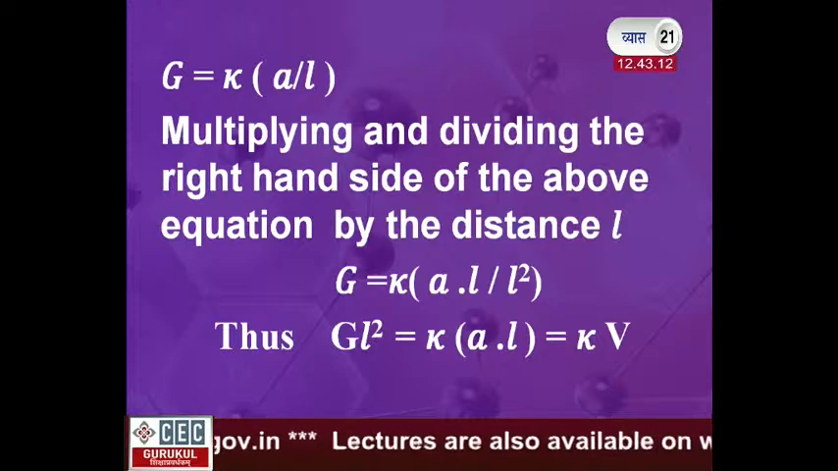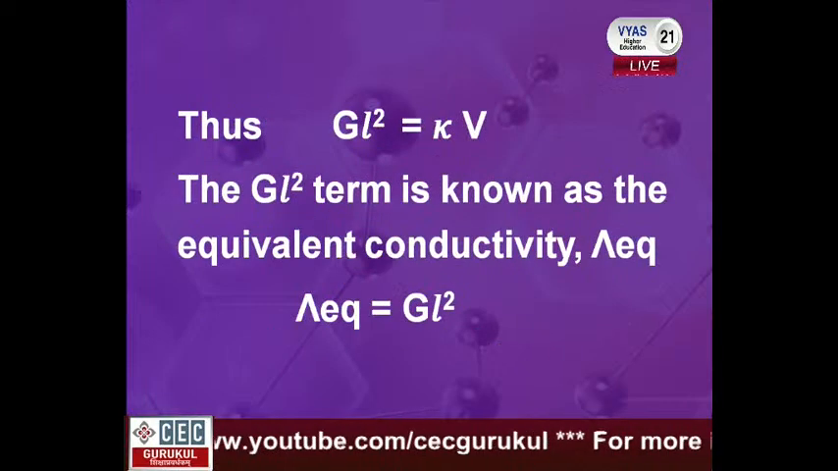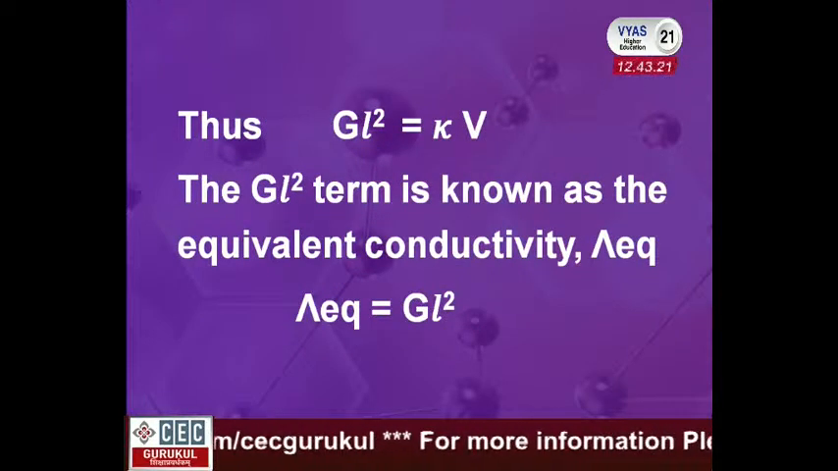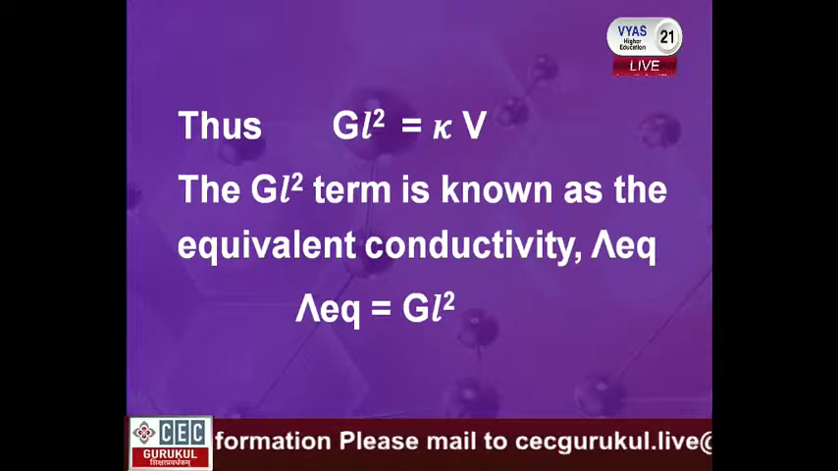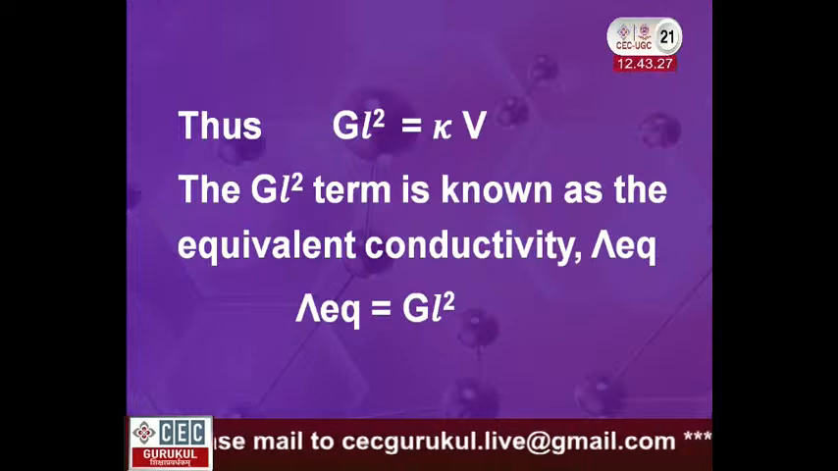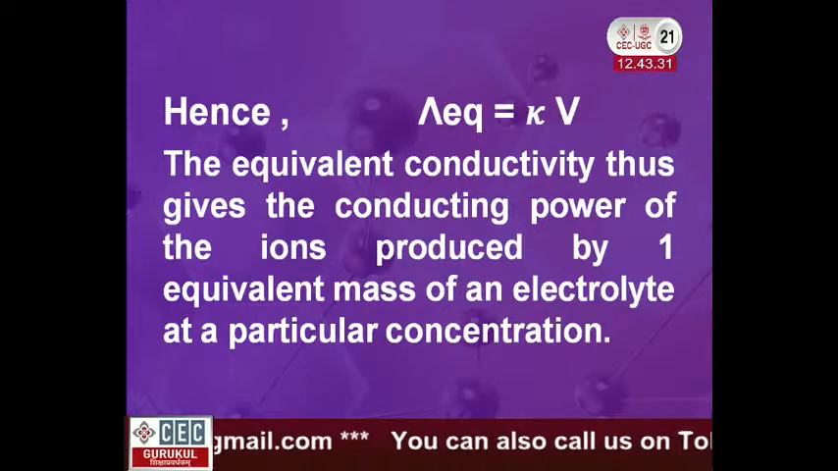We know the product of area into length is volume. So, G L square becomes equal to kappa V, and G L square is known as equivalent conductivity. Therefore, lambda equivalent, which is equal to G L square, becomes equal to kappa into V.